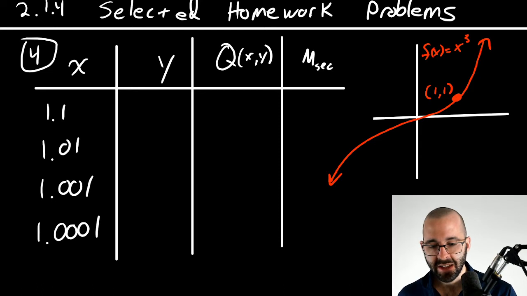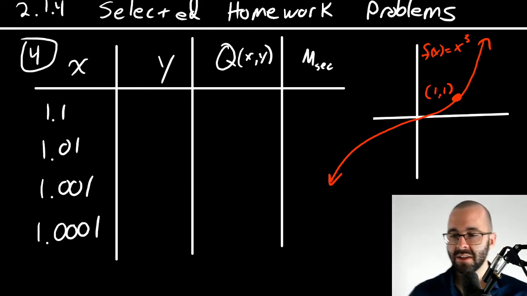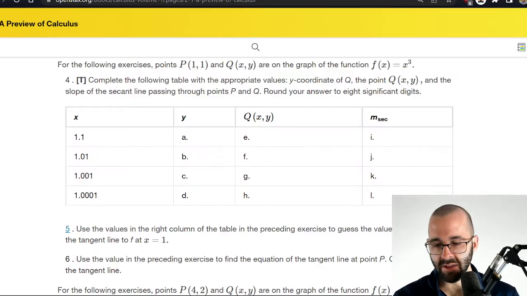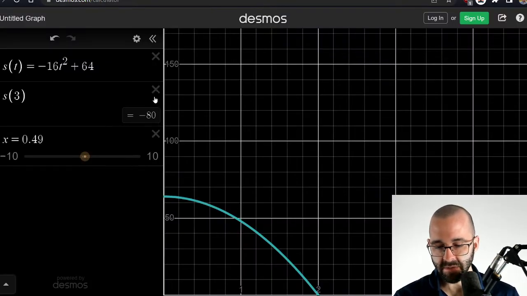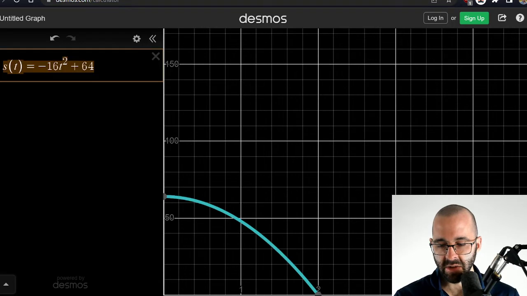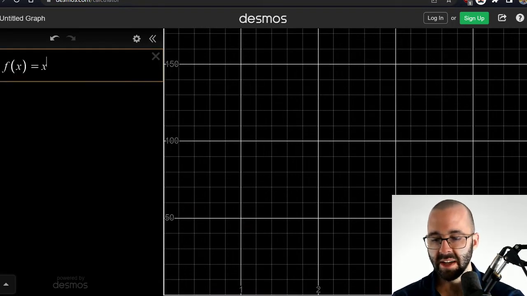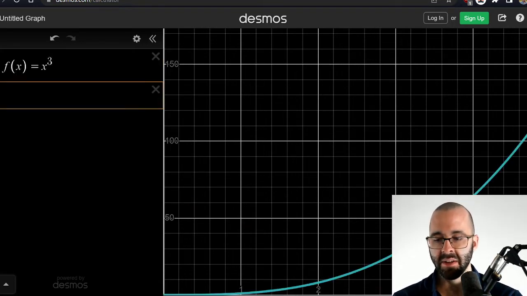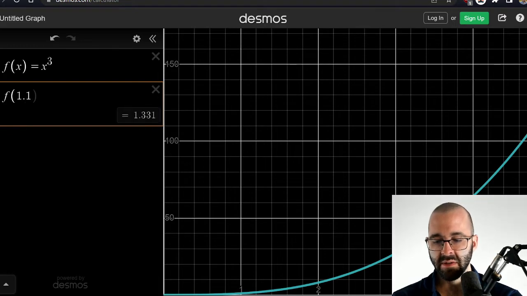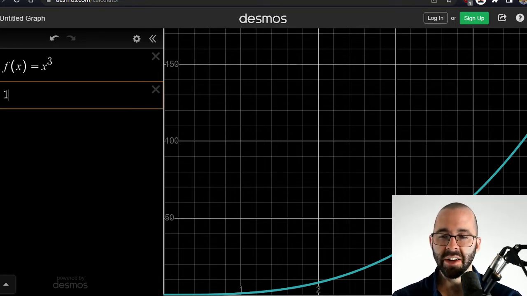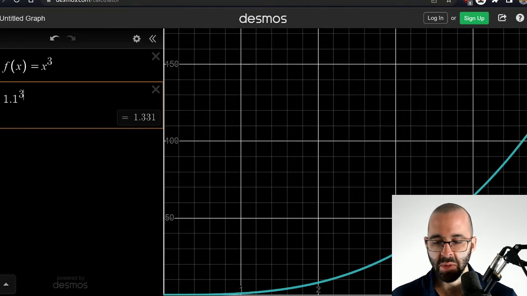So if this is our x, what's our y? We can use a calculator. There are a lot of different ways of using a calculator here, but our function now is f(x) = x cubed. You could just type in f(1.1), or for better calculator practice, you could look at what 1.1 cubed is. So that's the y value here, 1.331.